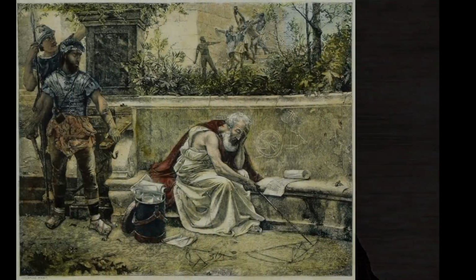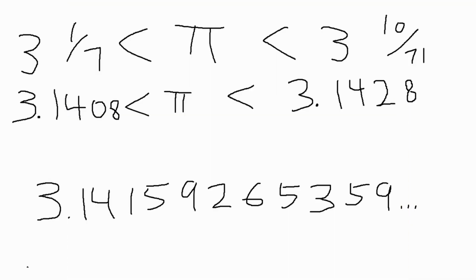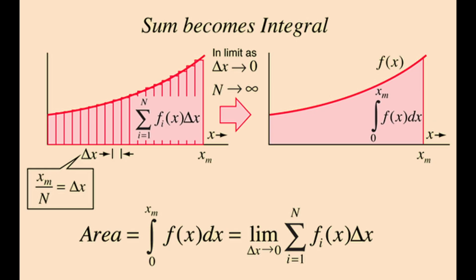He did this by adding the perimeter of a polygon inside a circle. Increasing the amount of sides gave him a more accurate approximation of pi. Around 250 BC, he was able to calculate up to a 96-sided polygon and found that pi had to be between these two values. This remarkable feat by Archimedes is similar to an integral.